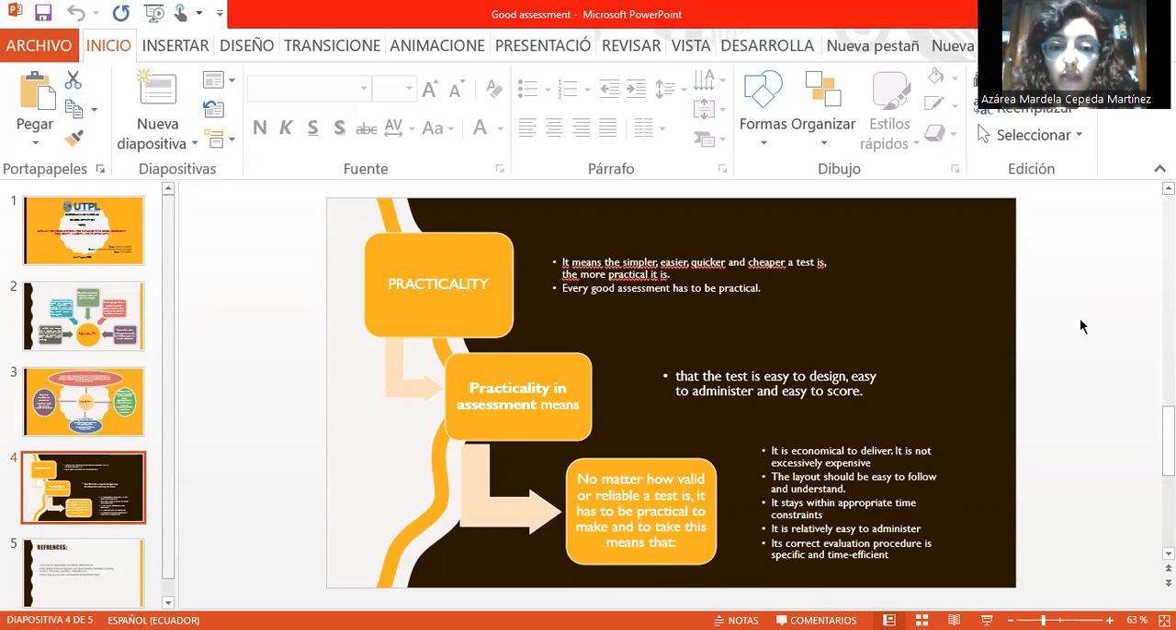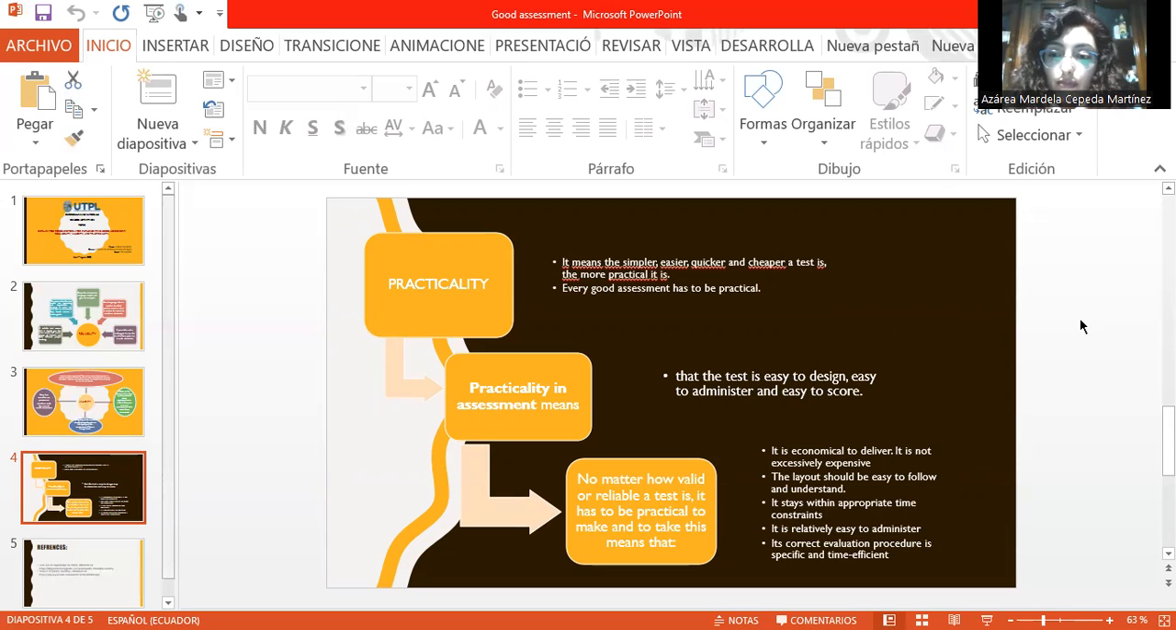Finally, we can explain practicality. Practicality means the simpler, easier, quicker, and cheaper a test is, the more practical it is. Practicality needs to take into account that every good assessment has to be practical. Practicality in assessment means that the test is easy to design, easy to administer, and easy to score.